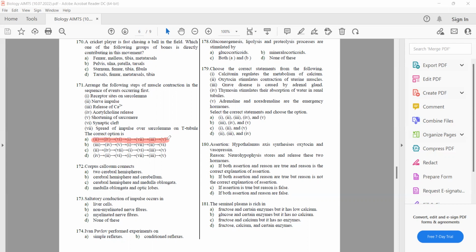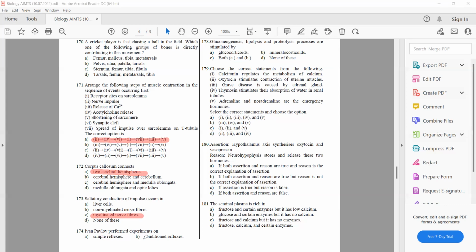And 172, corpus callosum connects. Like when we talk about the corpus callosum, this connects the two cerebral hemispheres. Saltatory conduction of impulse occurs in, very easy question, myelinated nerve fibers. So in the myelinated nerve fibers, there will be conduction especially at the node of Ranvier. So it will be like a saltatory conduction.